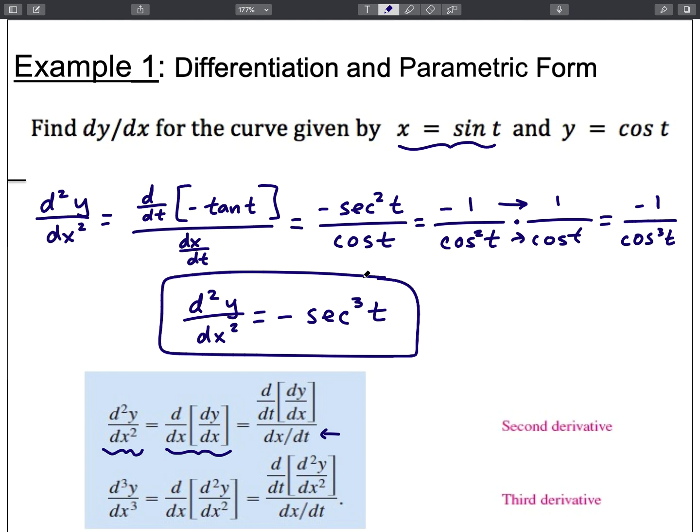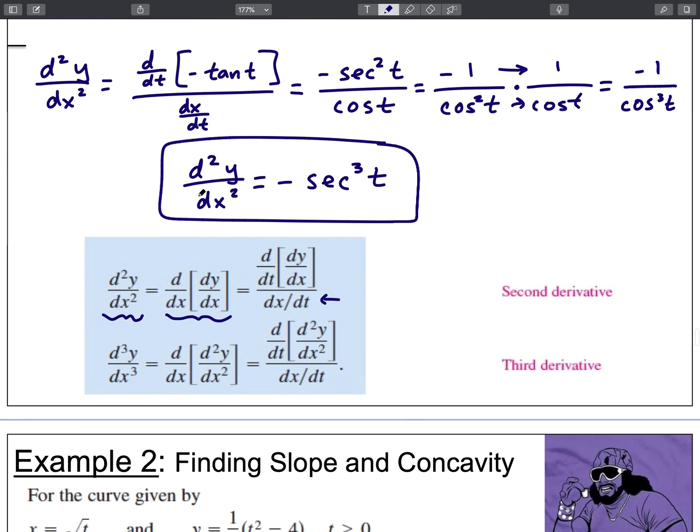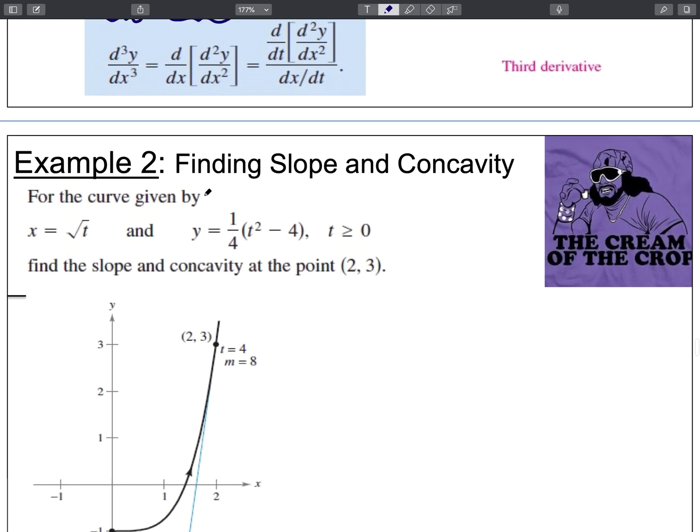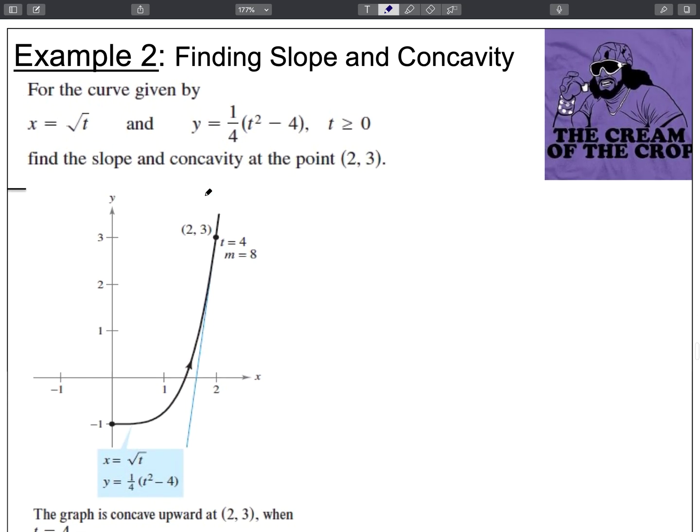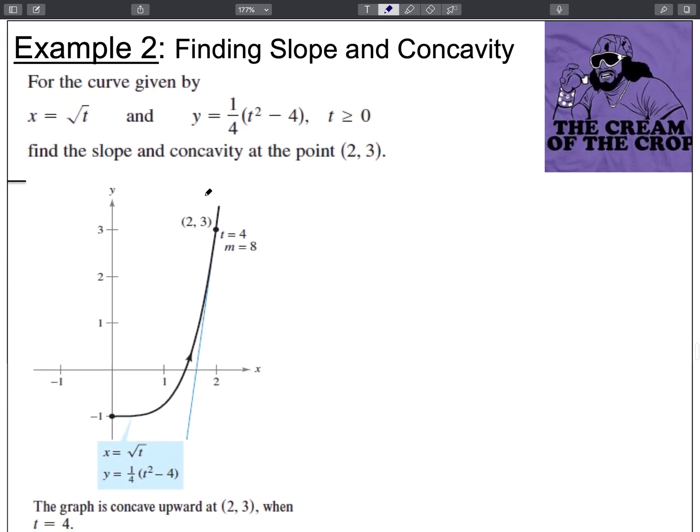I got a couple more examples I want to do with you. So how about example number 2? Example number 2 gives us two parametric equations. Gives us something for x, gives us something for y. Then it says to find the slope and the concavity. All right, so to find slope and concavity, well, hopefully you'd agree slope just means the first derivative. Concavity would definitely have something to do with the second derivative. So a good place to start would be, let's find a derivative and see what happens.